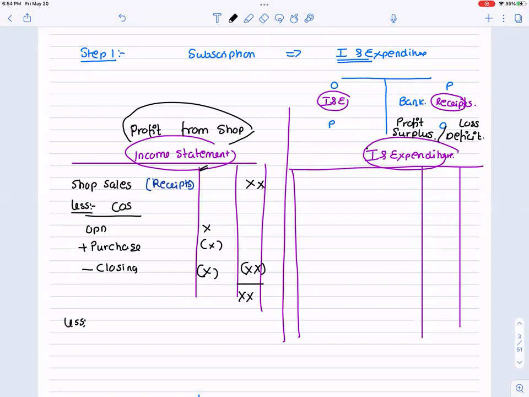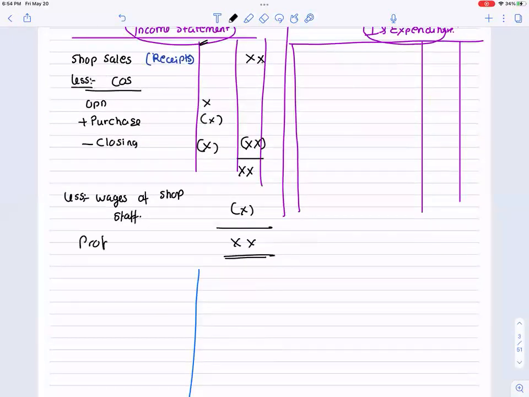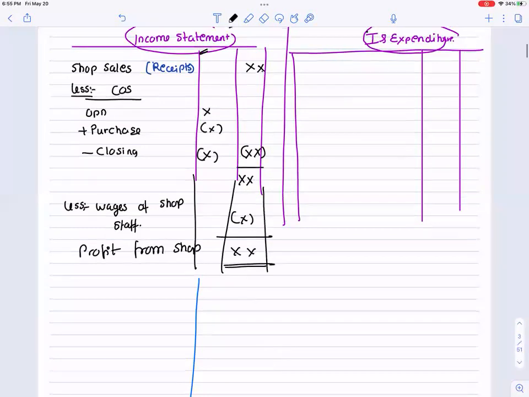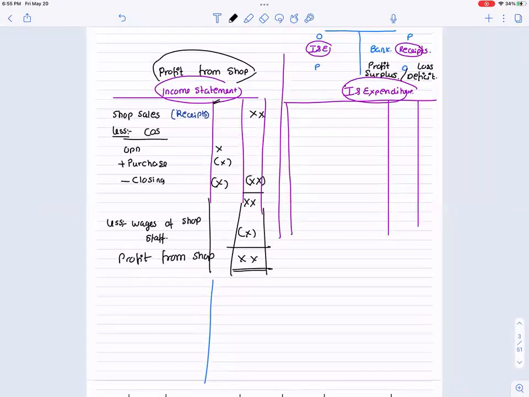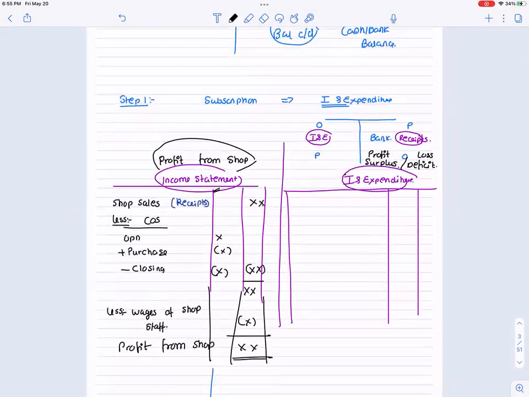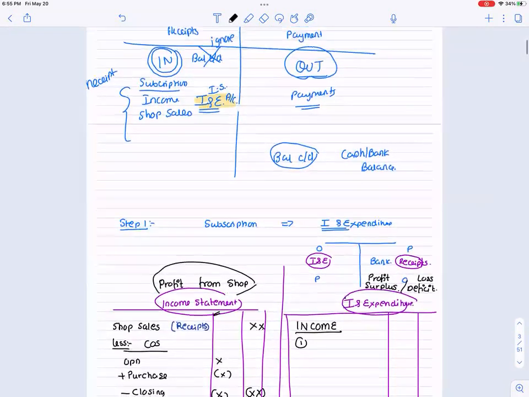From this, you're going to subtract wages of shop staff. Then the answer that you get, this is called what? Direct profit. Profit from shop. Are you with me? So there is no gross profit. Now your income and expenditure account. Income and expenditure account starts with income. First income that you would record over here would be what?